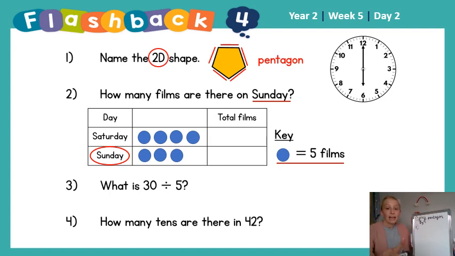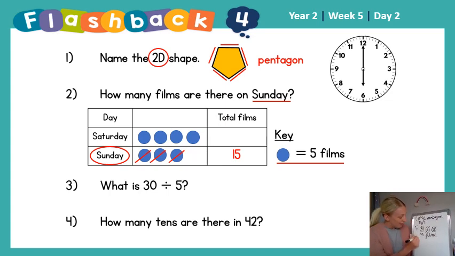So each one, there's 1, 2, 3 circles, and each one represents 5 films. So I've drawn my circles and put 5 in each one to help me. So you can pause the video and do that now too. Brilliant. So now I can count in 5. So I've got 5, 10, 15, and I cross them out to make sure I've counted accurately. So on Sunday they watched 15 films. So the total must be 15.